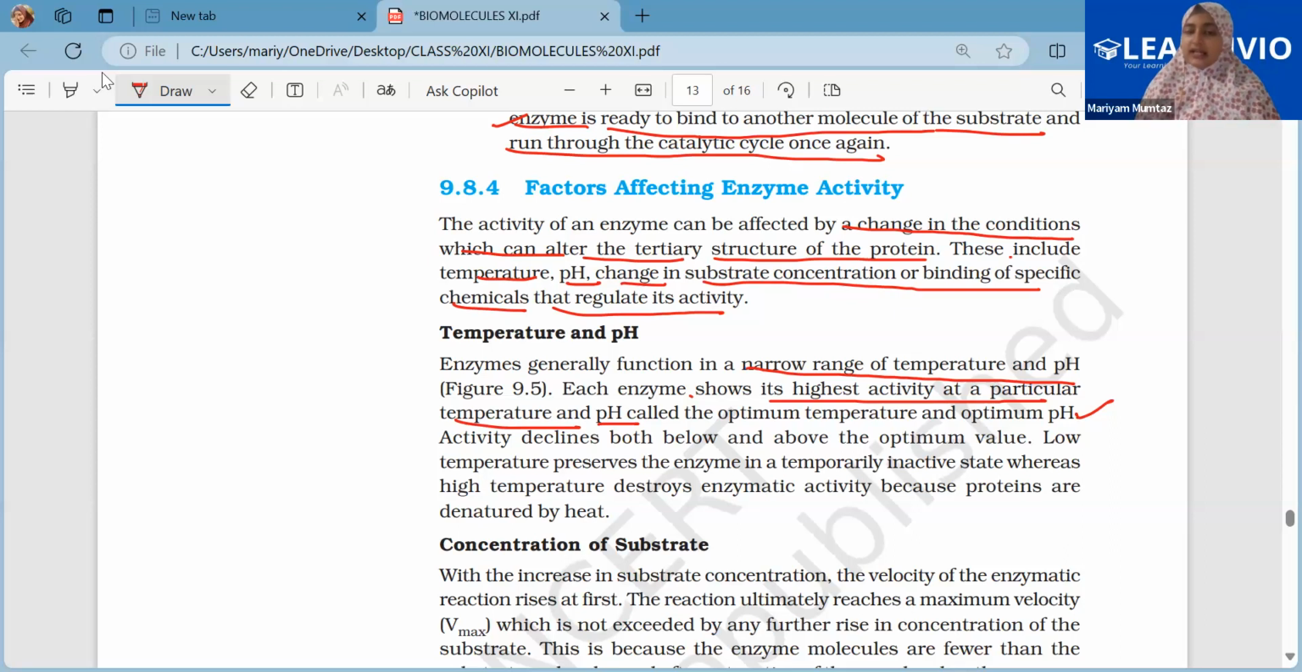Now, activity declines both below and above the optimum value. Low temperature preserves the enzyme in a temporarily inactive state, whereas high temperature destroys the enzymatic activity because proteins are denatured by heat. So you must remember this one thing, that if a temperature above the optimum temperature is provided, the enzyme will get denatured. If a lower temperature is provided, then the enzyme will get inactive.